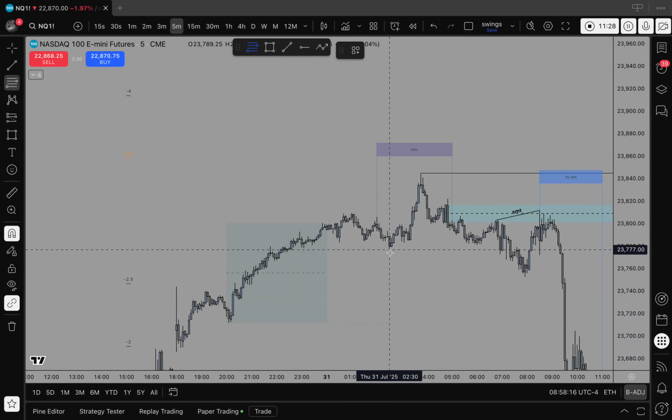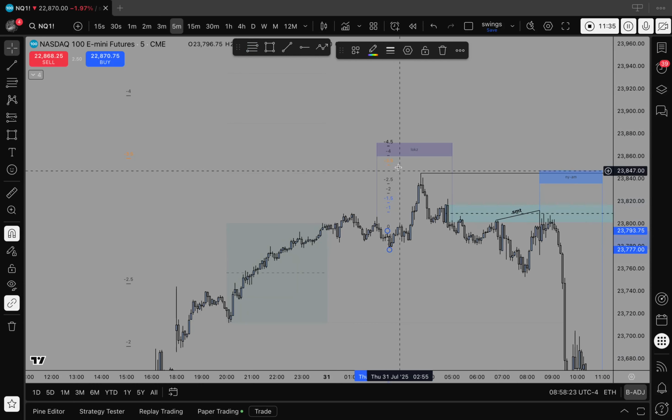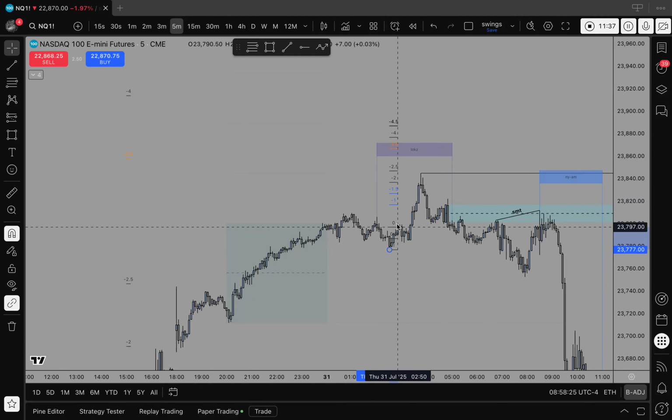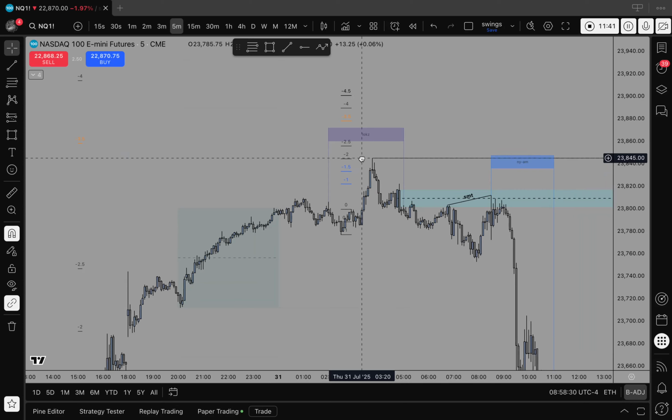So as you can see, accumulation here. So we have the accumulation lows to break a structure right here. I used this one actually. Break a structure, tap the -2, and then we started going down.